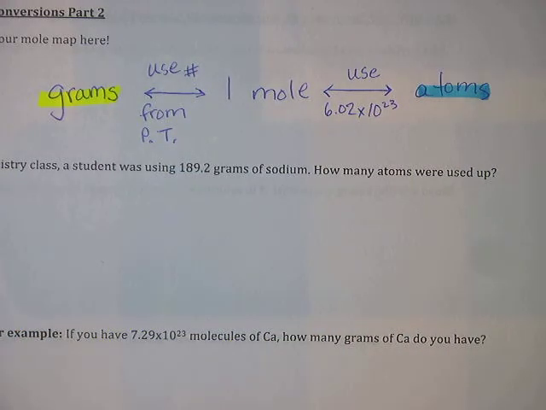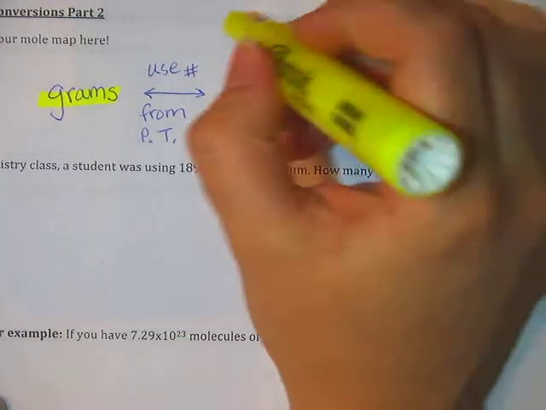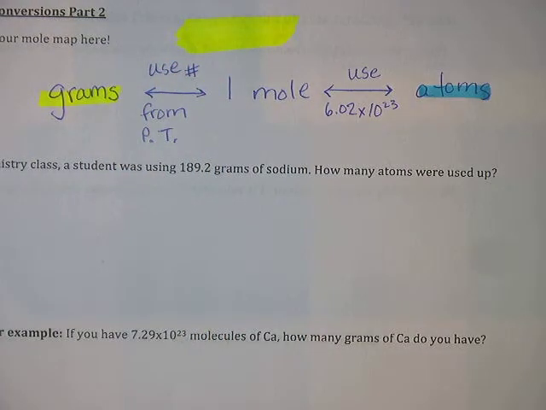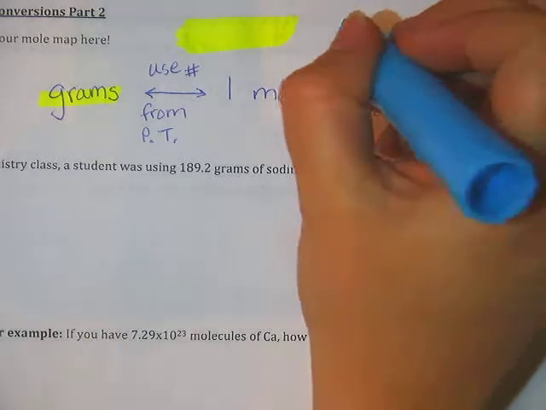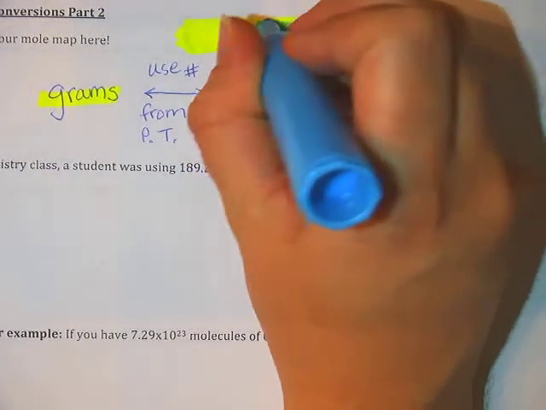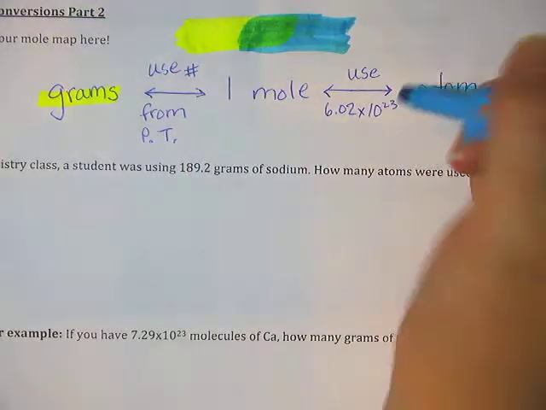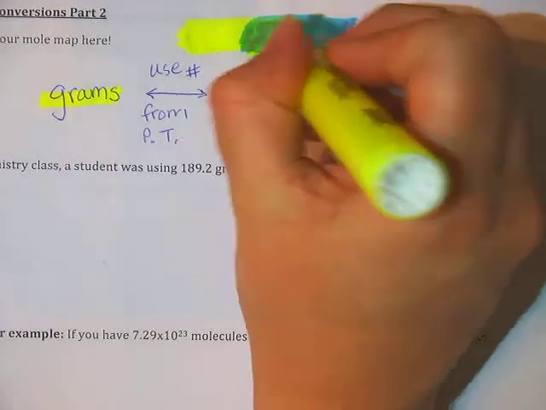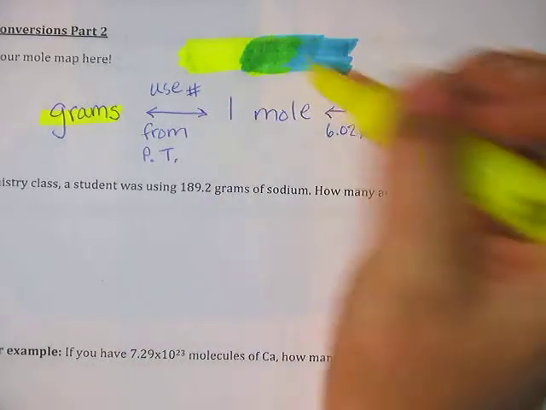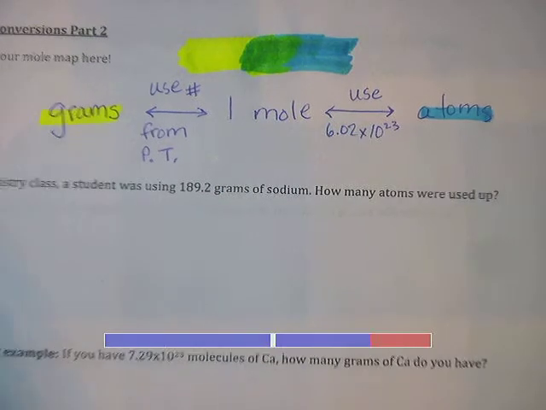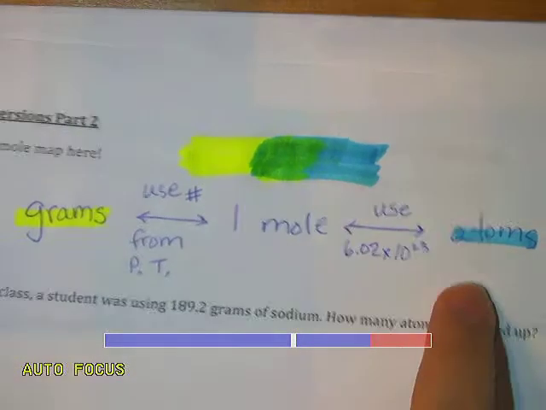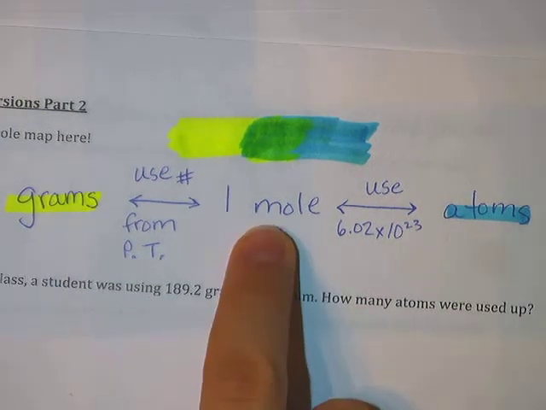And here's where I blow up some of your minds. What do you get when you have yellow and blue and they mix together? Oh my goodness. In the middle you get green. Between blue and yellow, you get green. Look at that majesty. And you know what's between blue atoms and yellow grams? Green moles.